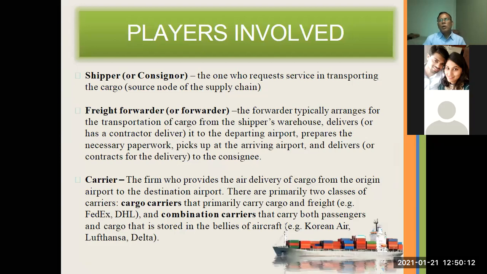Then the players involved. Now, who are the players? We are discussing the basic terminology of cargo. The shipper or consignor is the one who requests service in transporting the cargo, the source node of the supply chain. It is considered a supply chain because in the industry, raw material is coming in, and after processing it is exported. So the shipper, the consignor, is the industry, and in between there is a freight forwarder. The forwarder typically arranges the transportation of cargo from the shipper's warehouse or industry, delivers or contracts to deliver it to the departing airport, prepares the necessary paperwork, picks it up at the arriving airport, and delivers it to the consignee.